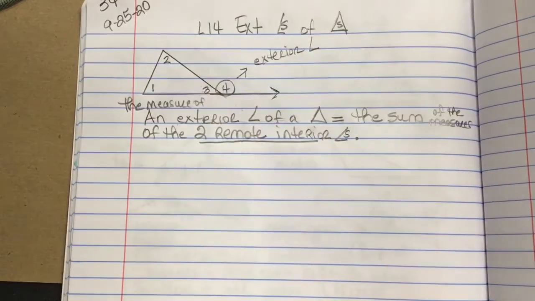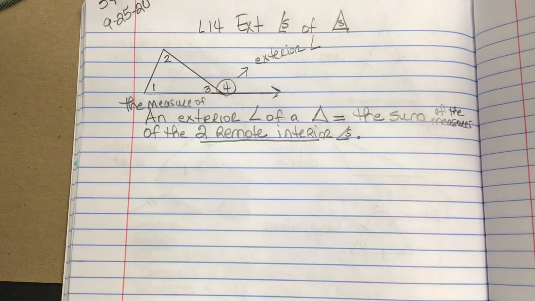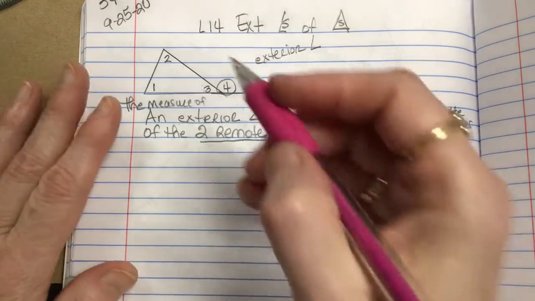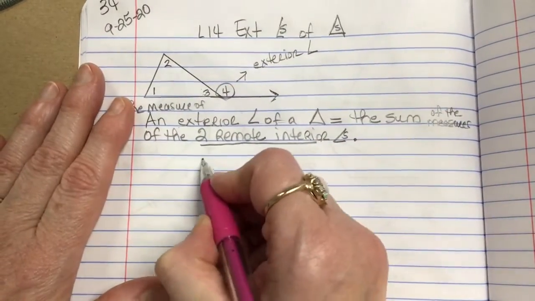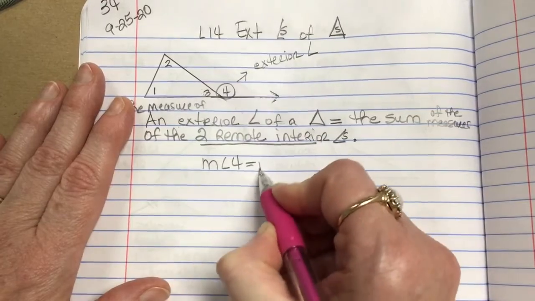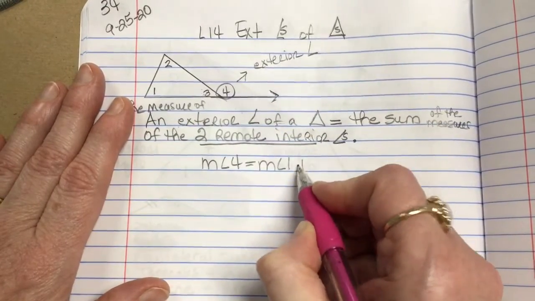And then you would subtract angle 3 from both sides. You can make an equation out of it. I was going to do that. I don't want to eat up your time. But what we're going to find is, what this says, is the measure of angle 4 equals the measure of angle 1 plus the measure of angle 2.